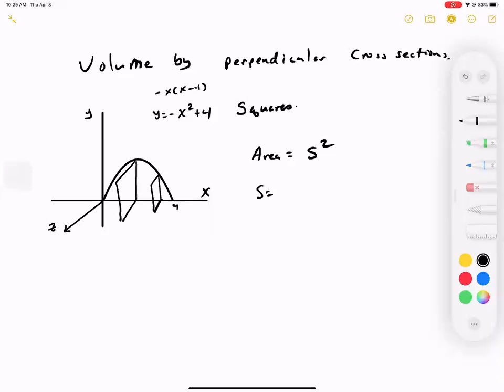And negative x squared plus 4x. There you go. So that's our upper equation, negative x squared plus 4x. Our limit on the bottom is just y is equal to 0.